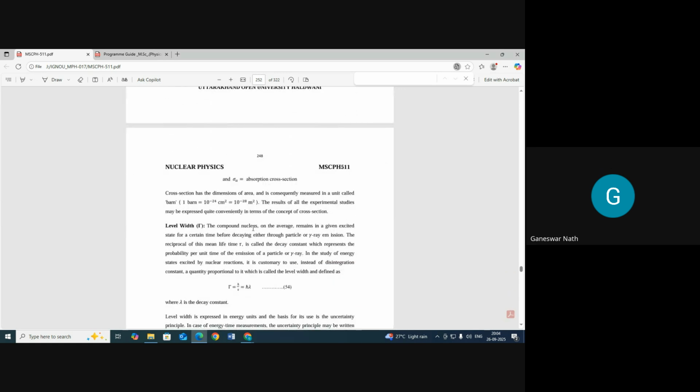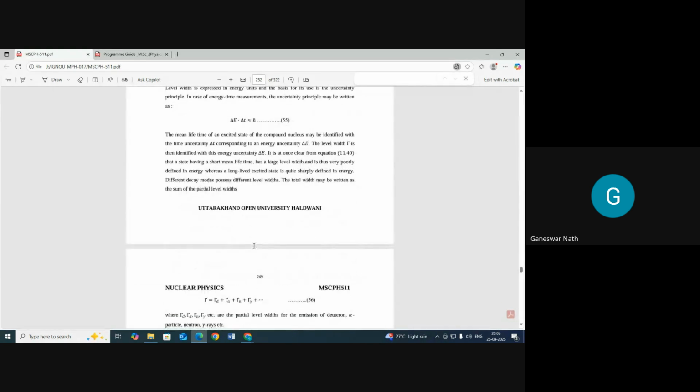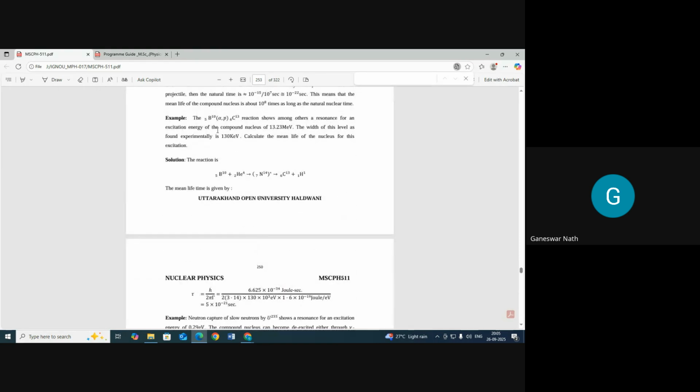And this is for the line level width, which you may calculate by a simple constant given by h bar times lambda, where lambda is the decay constant. And this is the uncertainty principle, which may also be satisfied by the scattering cross section here. Now you can see some examples given. You may find this example as a problem in your nuclear physics. These are already done; you can just check it.